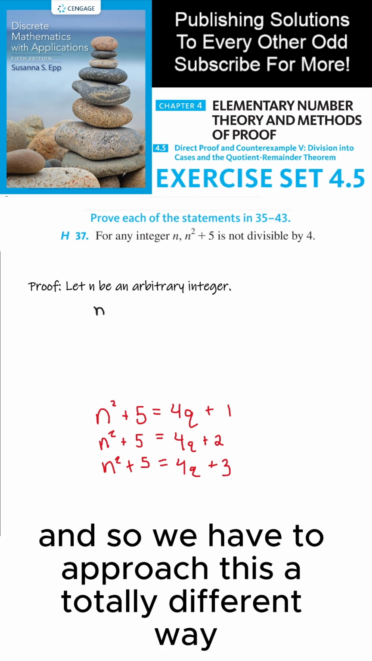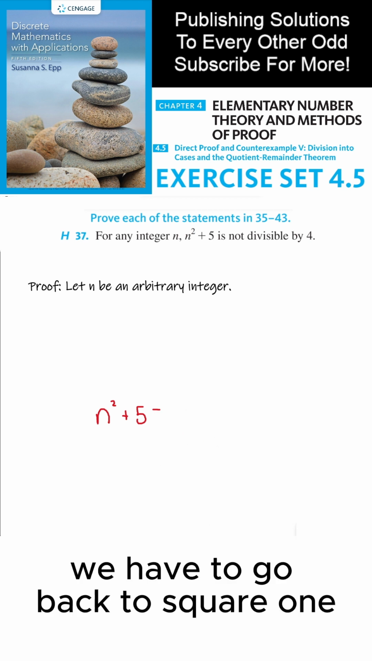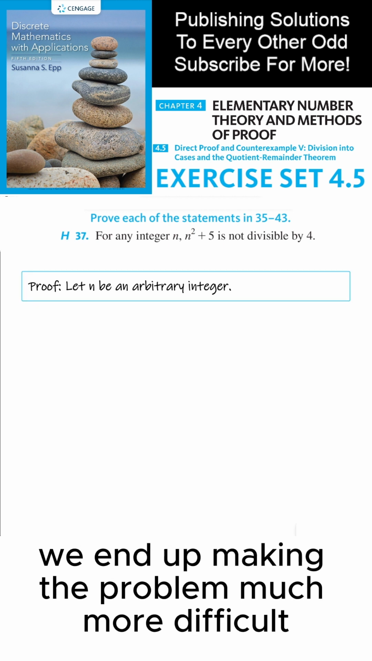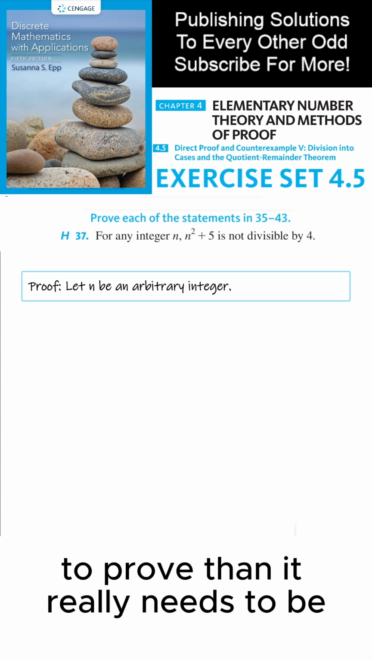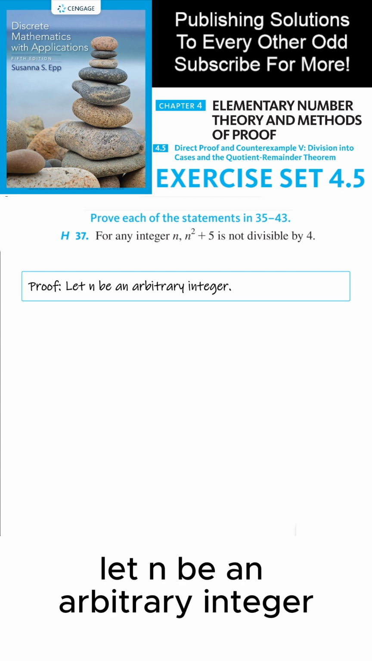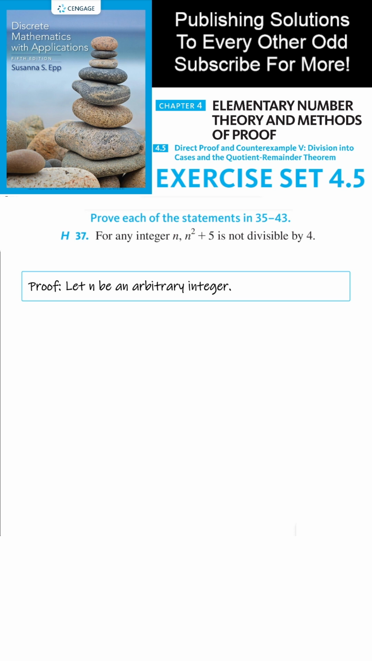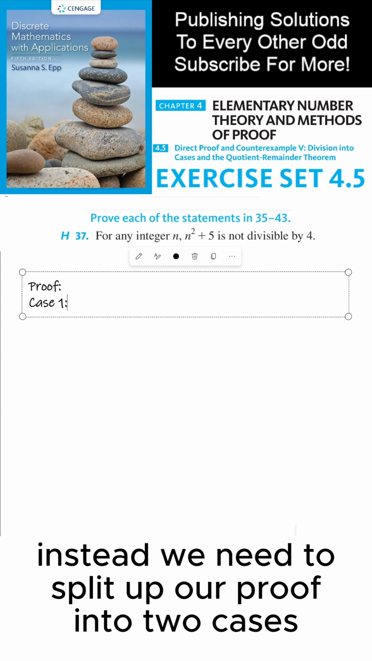And so we have to approach this a totally different way. We have to go back to square one. If we say let n be an arbitrary integer, we end up making the problem much more difficult to prove than it really needs to be. When we say let n be an arbitrary integer, this assumption is too broad. Instead, we need to split up our proof into two cases.